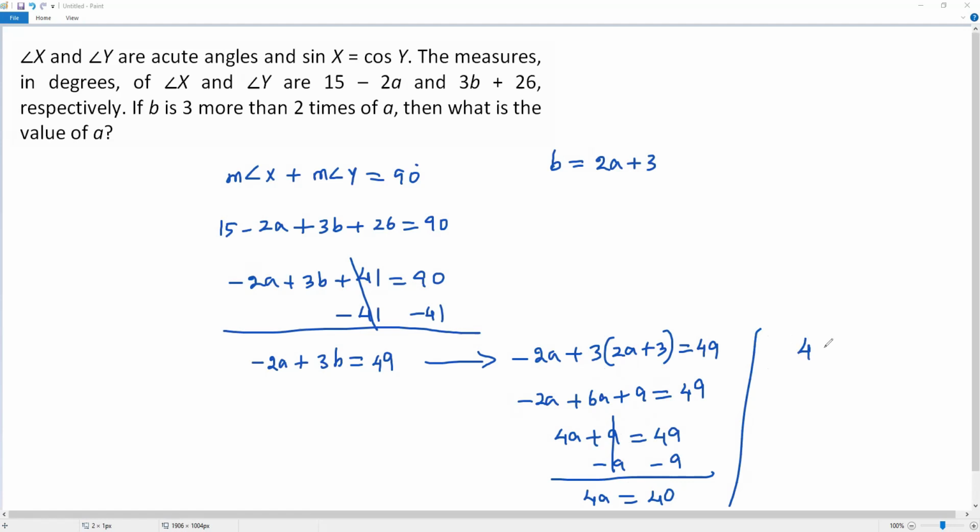Now let me take the same equation, that is 4a = 40. Let me divide both sides of the equation by 4. This 4 will cancel out. I am getting a on the left side. On the right side, when I divide 40 by 4, I am getting 10. Here I got the value of a, that is 10.